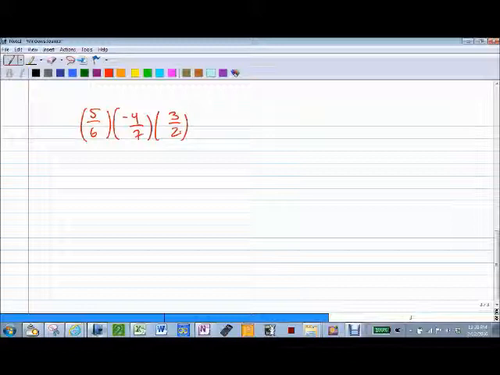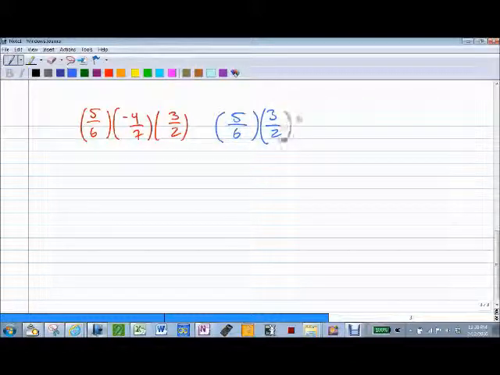Does order matter? No, because we're multiplying, right? So order doesn't matter. So, can I rewrite this as 5 over 6, 3 over 2, and negative 4 over 7? Is that okay? It is, right? Now, am I allowed to go 5 times 3 times 4, over 6 times 2 times 7?